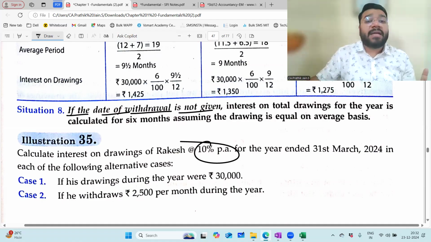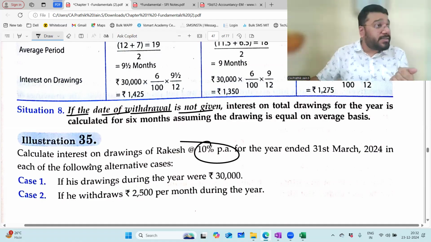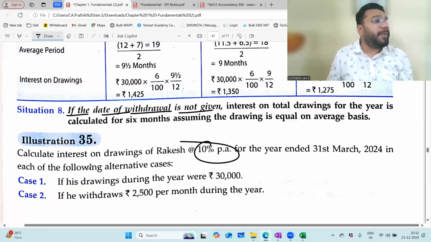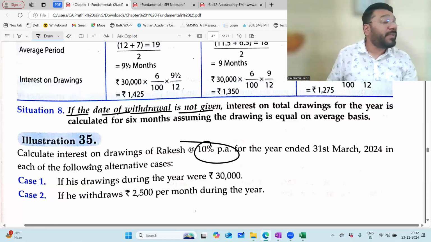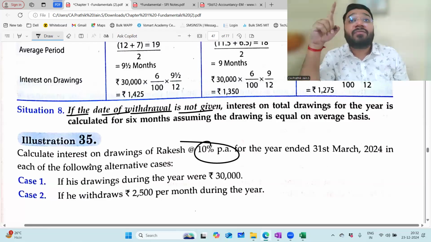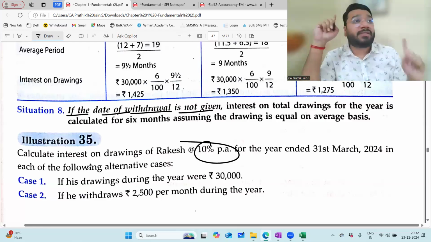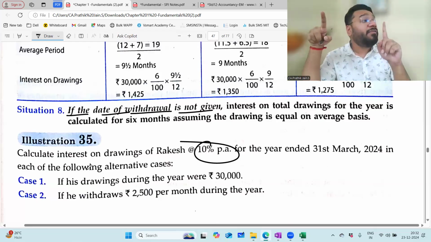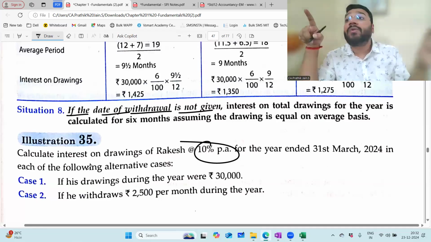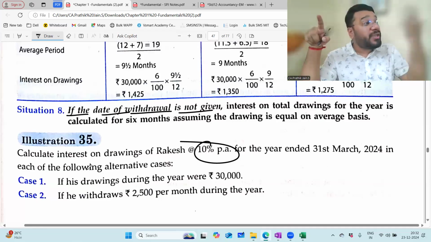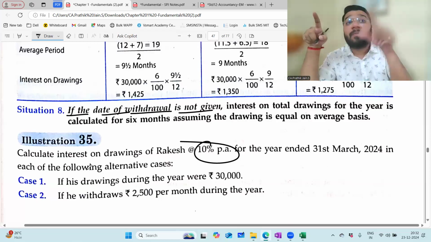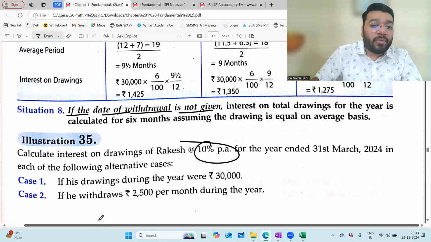So whenever the money is withdrawn and the date of withdrawal is not given, we assume that the drawing happened in the middle of the period. And whenever you take the middle of the period, it is always 6/12. This is only for the financial year, for the entire 12 months. If the financial year is different, then the average period will be different, and the number of months will be different. So let's have a look into it.